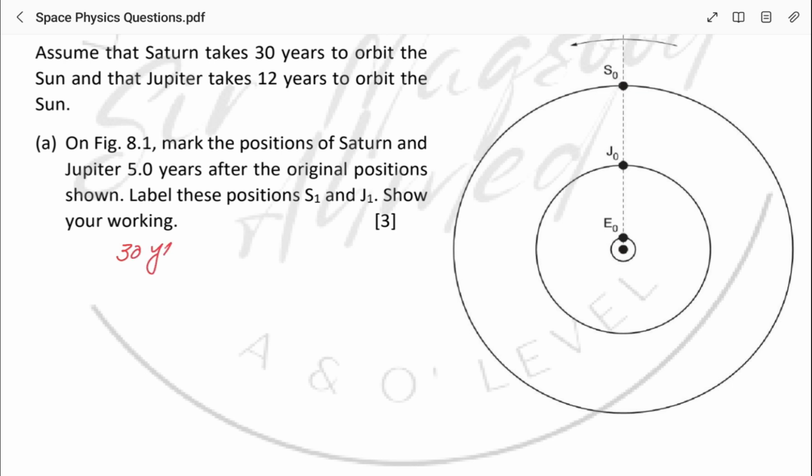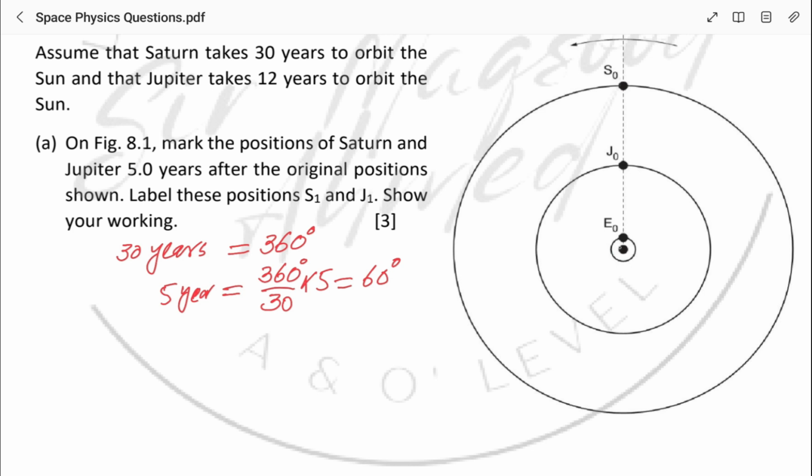30 years of Saturn is equal to 360 degrees. Then we will find the angle for 5 years. For 5 years we have 360 degrees over 30 into 5. This is equal to 60 degrees. So we will mark the position of Saturn from the original position by 60 degrees in the anticlockwise direction.